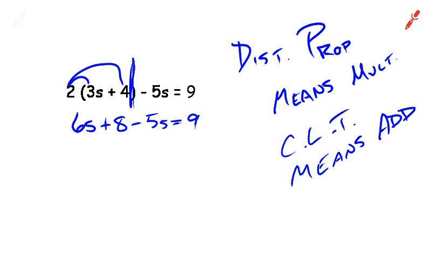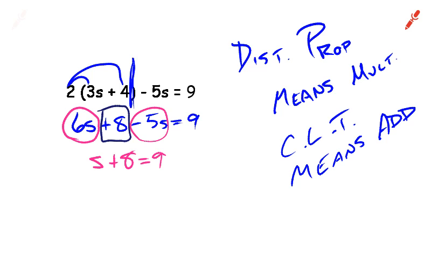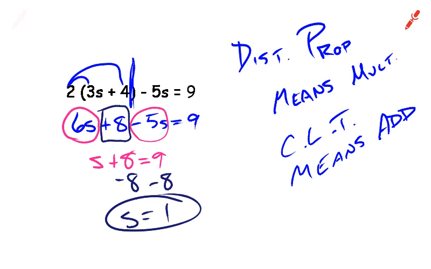I'm going to change colors because now I need to identify my like terms. I've got that 6s, this negative 5s. The 8 is just kind of going to hang out in a box. It's completely by itself. 6 minus 5 is 1s. I don't put a 1 in front of a variable. Please remember that. The 8 is by itself equals 9. Now it's a one-step equation. I'm just going to subtract the 8 from both sides. S equals 1. Well, ladies and gentlemen, that be done.